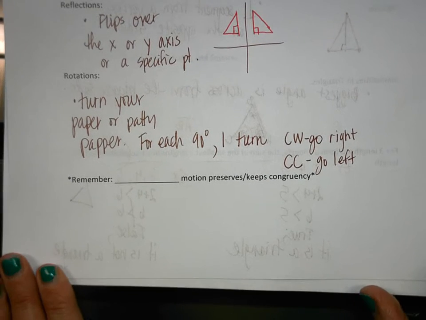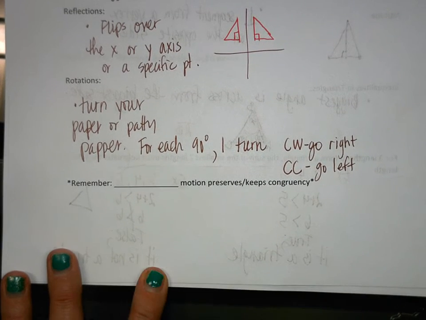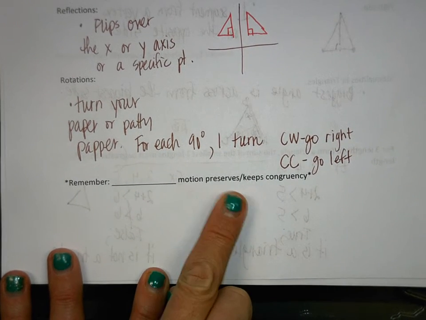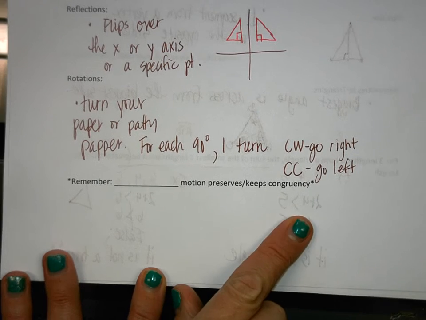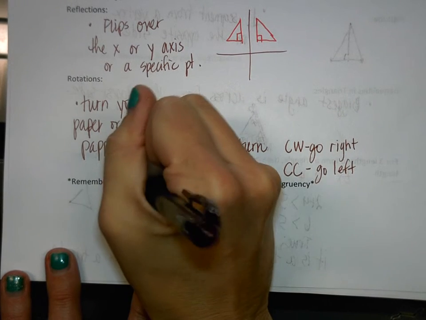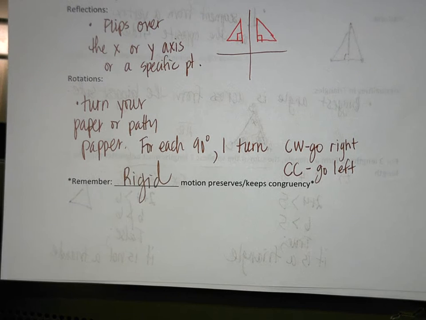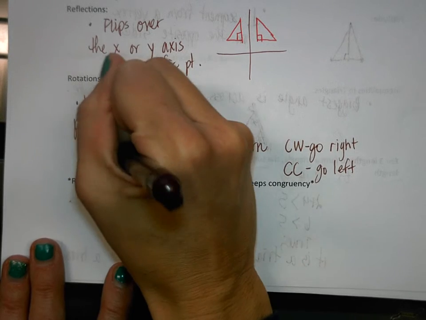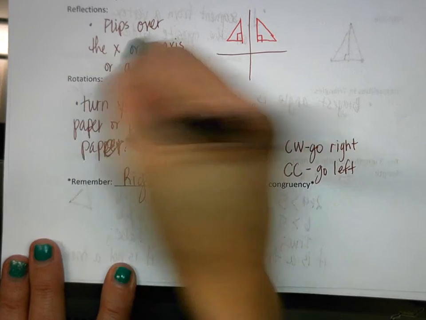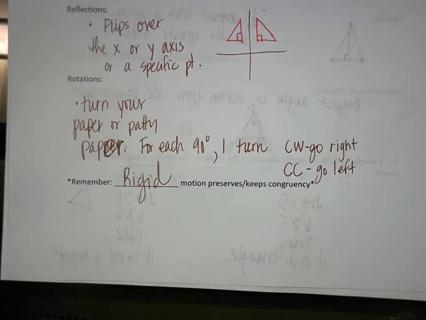Okay. All right, so last thing, remember, blank motion preserves or keeps congruency. Very good. Rigid motion preserves or keeps congruency. Yes? Oh, I did. Thank you. All right. Anything else? Any questions? Okay.